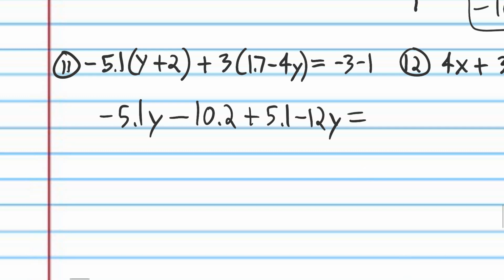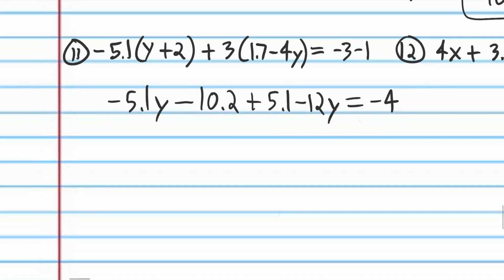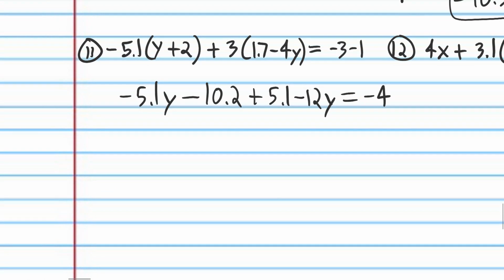And on the right side of the equation, we can just do that. -3 minus 1 is -4. So we didn't need a calculator for that. All right. So that all looks correct. So now we have to combine like terms. -5.1y minus 12y. So 5.1 plus 12 is 17.1, so -17.1y.